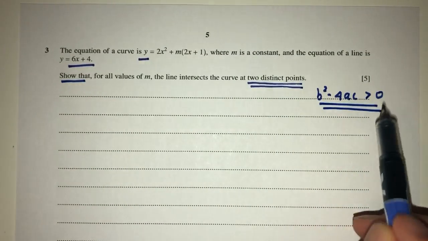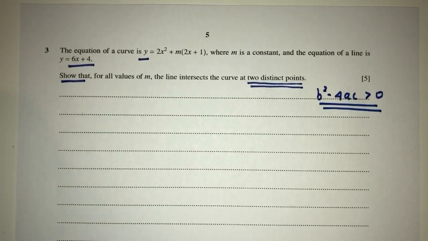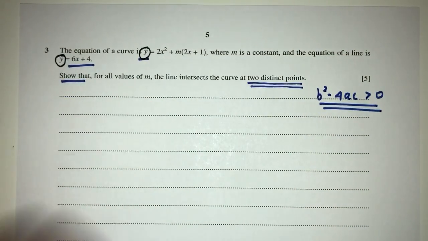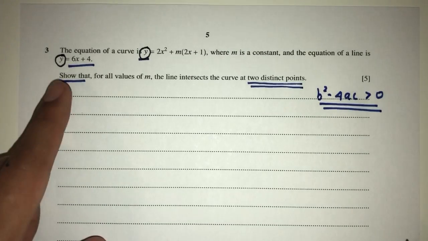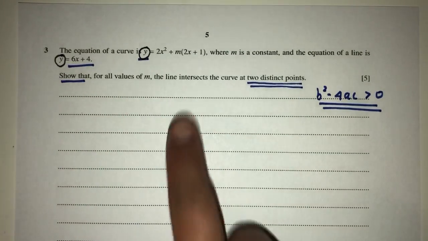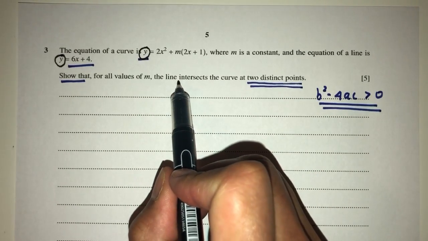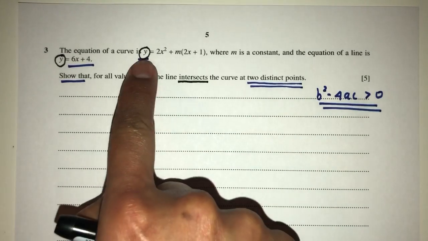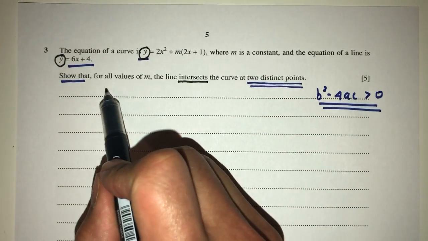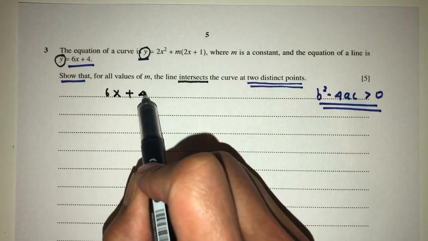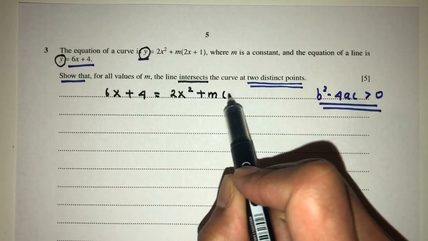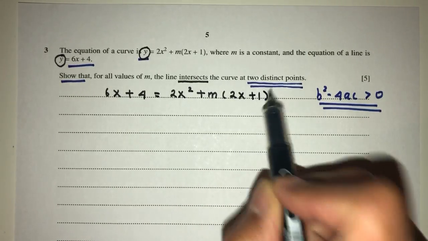So we have to find this. Of course, one by one, we first have to see if they intersect. By having those two equations, we want to see if they meet or not. Intersect means meeting. If they meet, they have to touch. So we have to solve them simultaneously. On one side we have 6x plus 4 equal to 2x squared plus 2x plus 1.